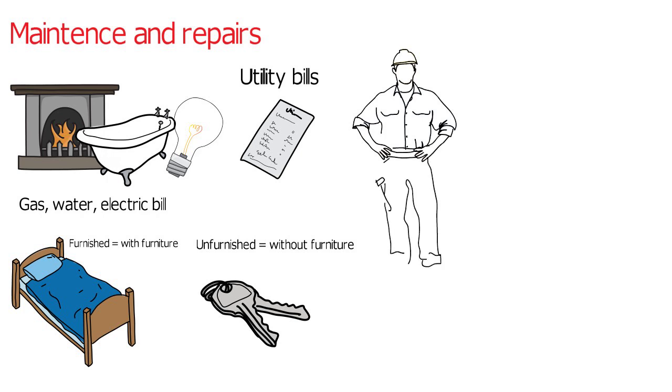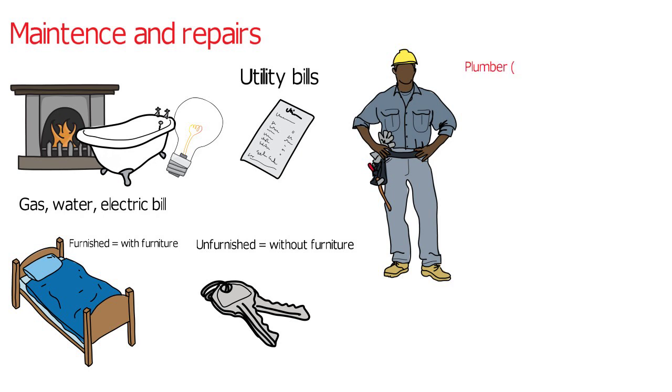If something needs to be repaired, you or your landlord or lady must call one of the following people: a plumber for water problems, an electrician for electricity problems, a heating engineer for problems with the heating system, including the boiler, or a handyman for general repairs.